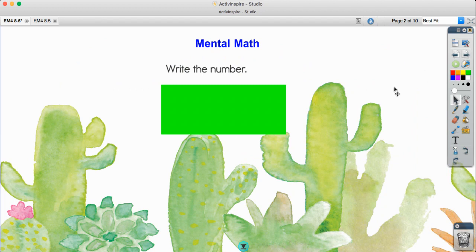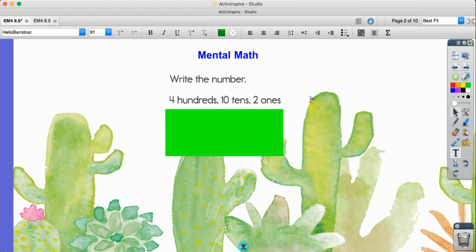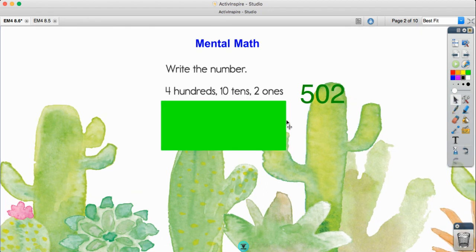Please take out your pencil and paper. Get ready to write the number. 4 hundreds, 10 tens, 2 ones. Write the number. This would equal 502. Remember, you can pause the video at any time if I'm going too quickly. Let's try the next one.